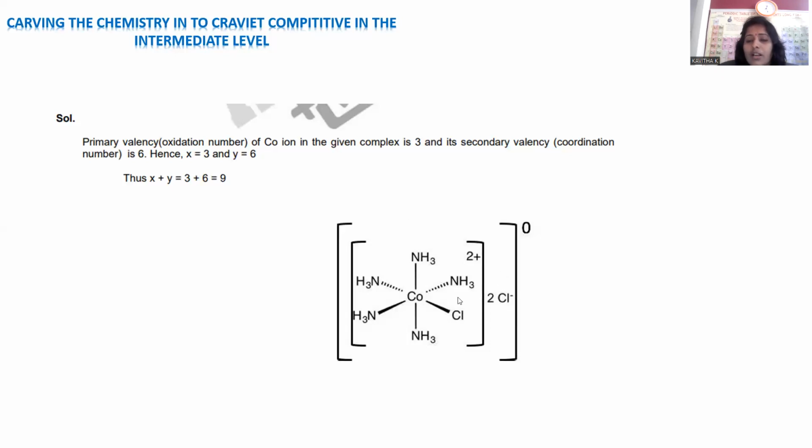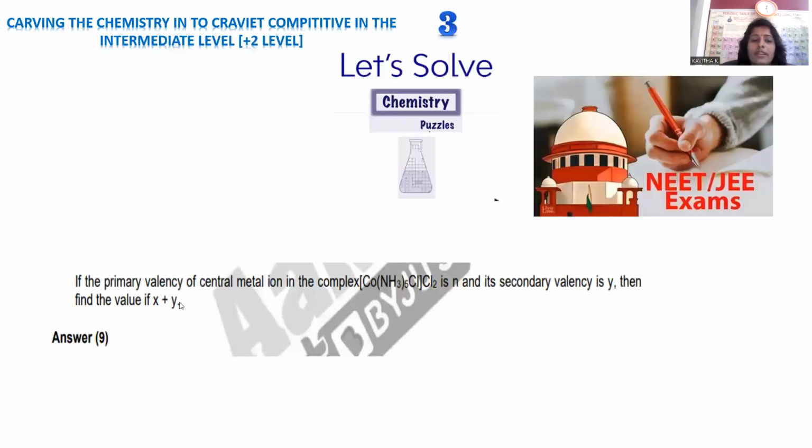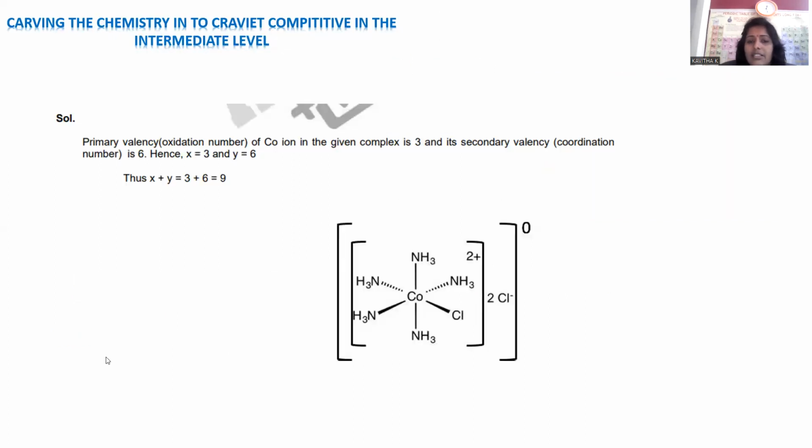A total number of charged species is 3. So the primary valency is accorded by the 3 chlorines. One is in the inner sphere, and another 2 chlorides are out of the sphere. So 3 is the primary valency. 3 plus 6 is a total of 9, right? 9 will be the sum of primary and secondary valency. For question number 3, 9 will be the right answer.